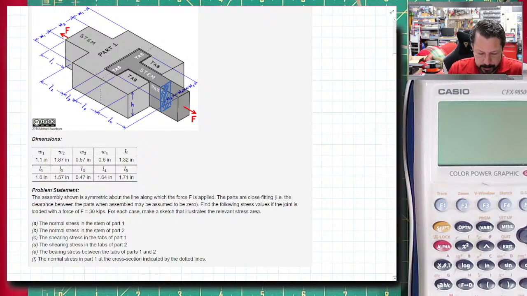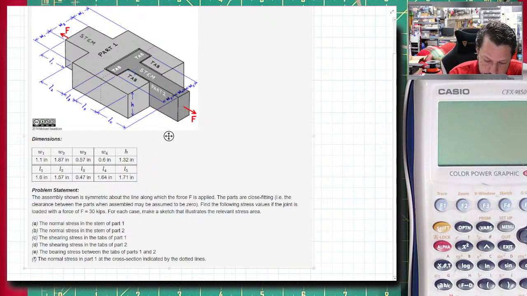These, C and D, are the ones that might be more useful to us. So the shear stress. Let's get rid of this area that we drew on here. The shear stress in the tabs of part 1, so the tab being here, the shear stress in there. We have to think about shear failure meaning that the force causing failure is going to be on this plane of failure.